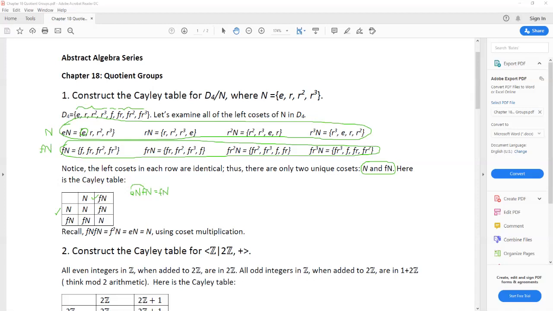Likewise, Fn times n gives me this Fn. And Fn times Fn, what would that look like? Again, using the coset multiplication, I can multiply F on F, or F times F. That gives me F squared. But F squared is simply 2 flips. And 2 flips takes you back to the identity, which is just En or n.